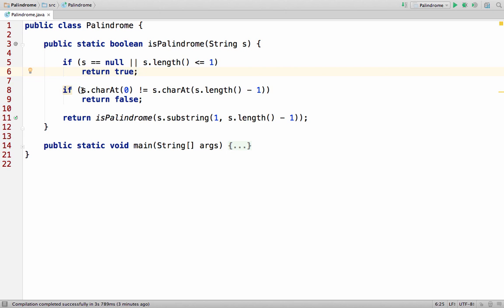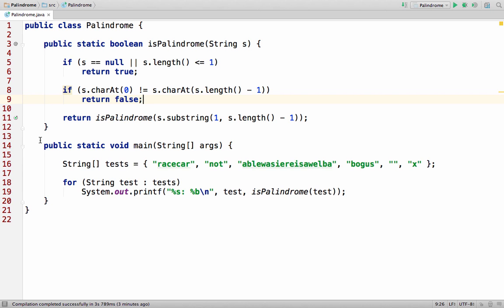The main step of this method is to check the character at the beginning and the character at the very last position. If those characters are the same, this is the case where we're going to do the recursive call. Otherwise, there is no point in taking a look at other characters in the string. Since that pair of characters is not the same, we are just going to return false.